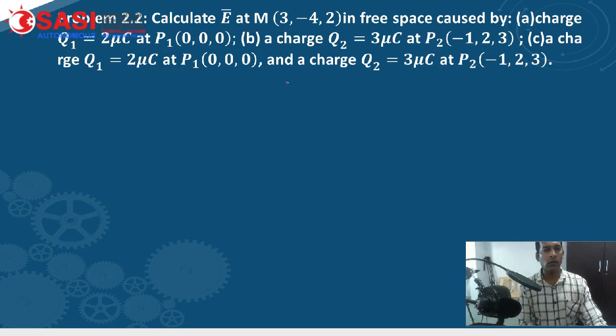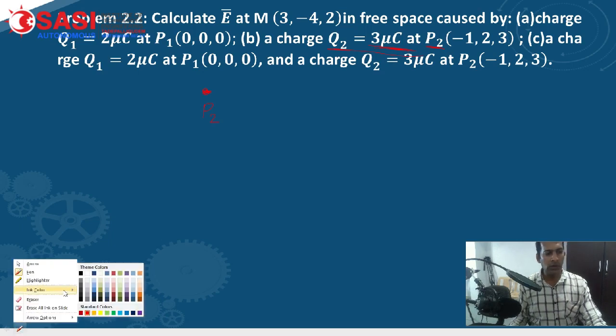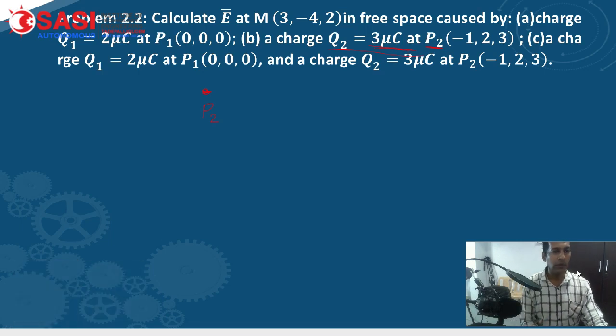Now let us solve part B. Here we have a charge given, Q2. For this Q2 we have to find the effect on M. So now let us draw this diagram. We have one source point with 3 microcoulomb, which we are calling P2. This location is P2. Let us change the color. From P2, the force is applied on the sample point M.